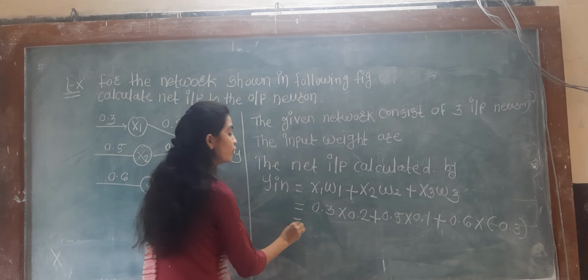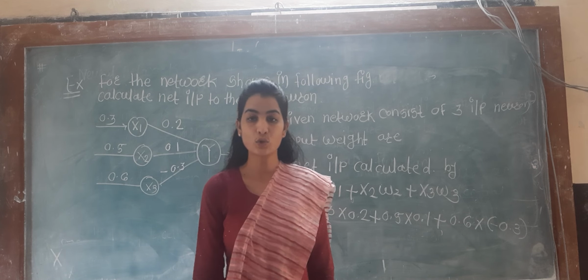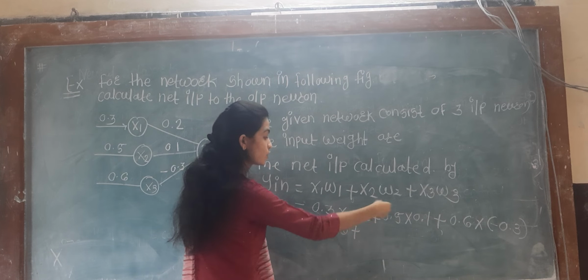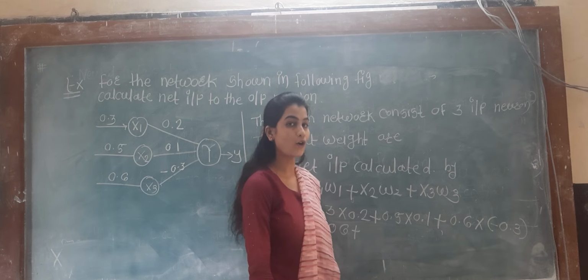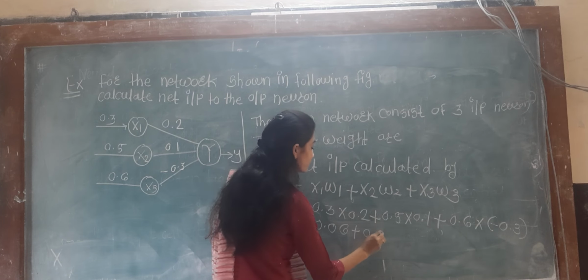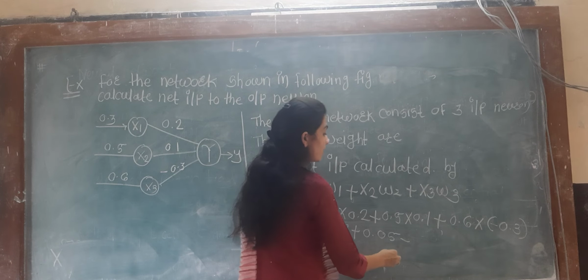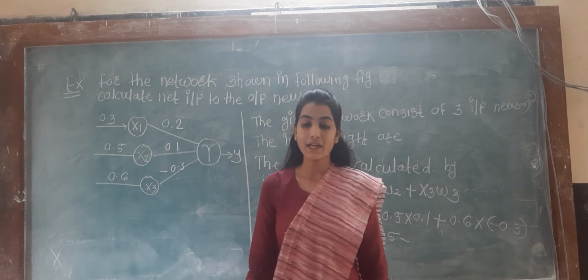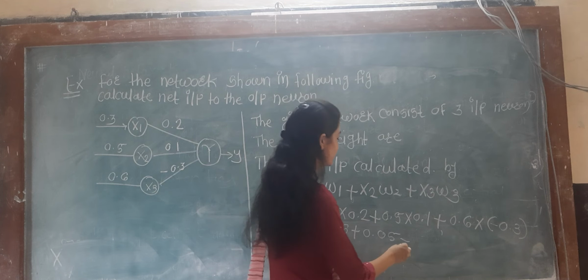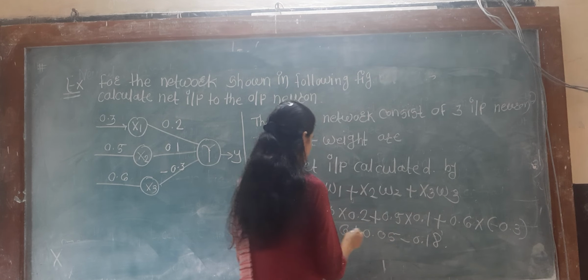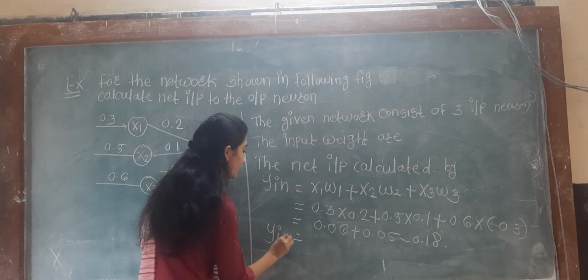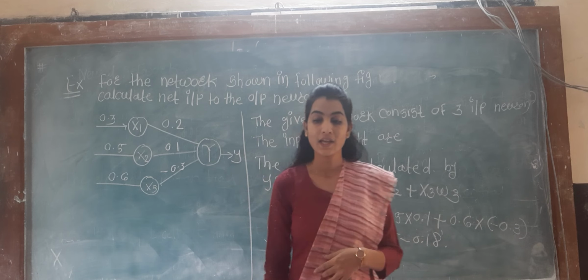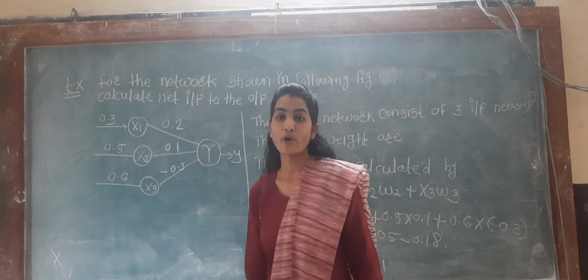Then we can calculate the value. 0.3 into 0.2 is equal to 0.06, plus 0.5 into 0.1 is 0.05, plus 0.6 into minus 0.3 is minus 0.18. Then y in will be calculated: 0.06 plus 0.05 minus 0.18. Then the output will be minus 0.07.